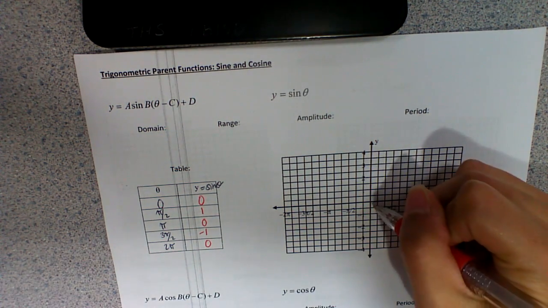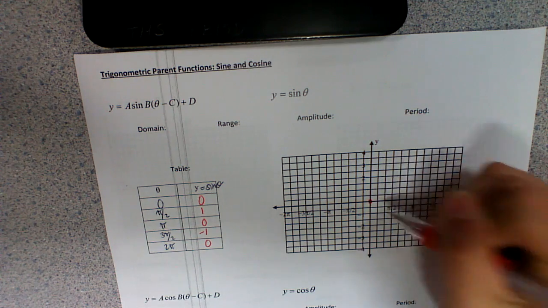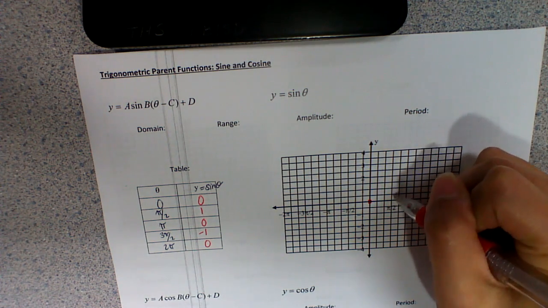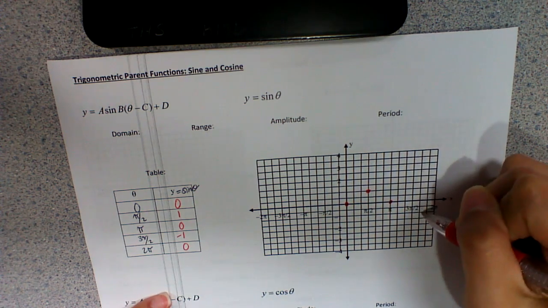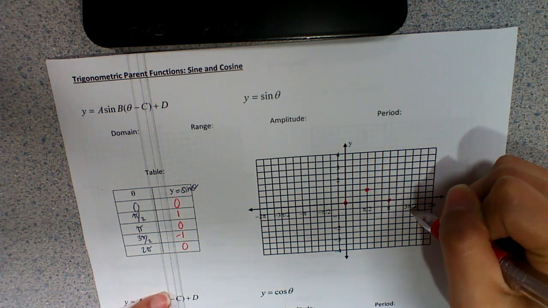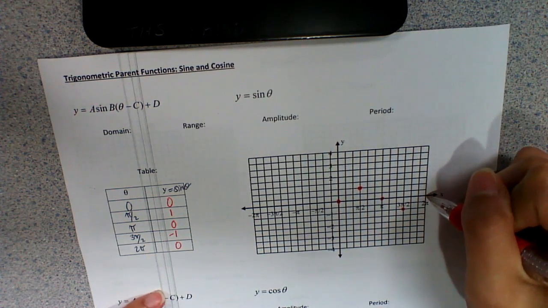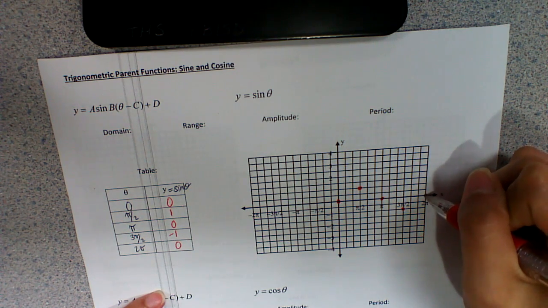So if I go ahead and put those on my graph, (0, 0) is a point, (pi over 2, 1) is a point, (pi, 0) is a point, (3 pi over 2, -1) is a point, and (2 pi, 0) is a point.